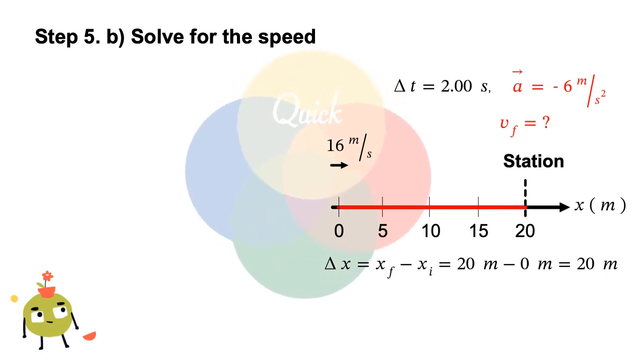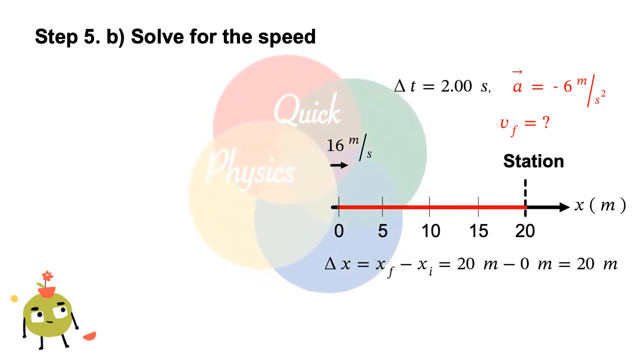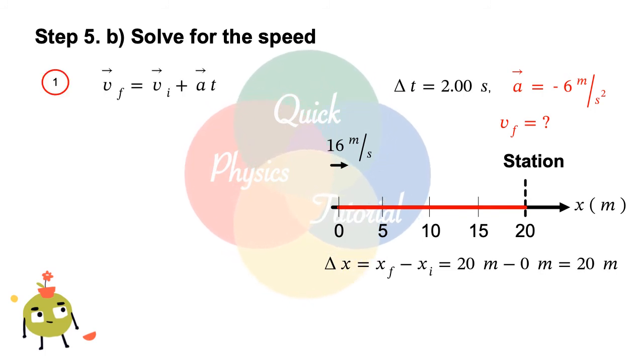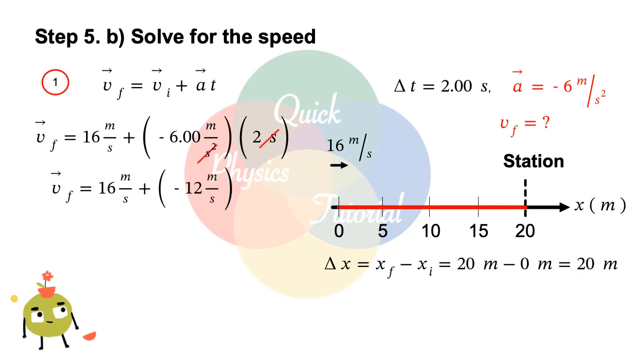Using the acceleration obtained from letter A, we can now solve for the final speed of the train at 2 seconds. Equation 1 is straightforward. Plugging the given values in equation 1, Vf is equal to 16 meters per second plus negative 6 meters per square second times 2 seconds. Simplifying the equation, we get Vf equal to positive 4 meters per second. So the final speed of the train at 2 seconds is equal to 4 meters per second.